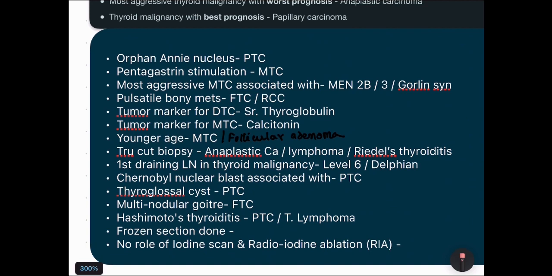Frozen section is done when the FNAC is inconclusive and we are doing it for a follicular thyroid neoplasm to know whether it is a carcinoma or adenoma. No role of iodine scan and radioiodine ablation. If it is not arising from the follicular cell, then it is the parafollicular one where I cannot use iodine. So that is medullary thyroid cancer.